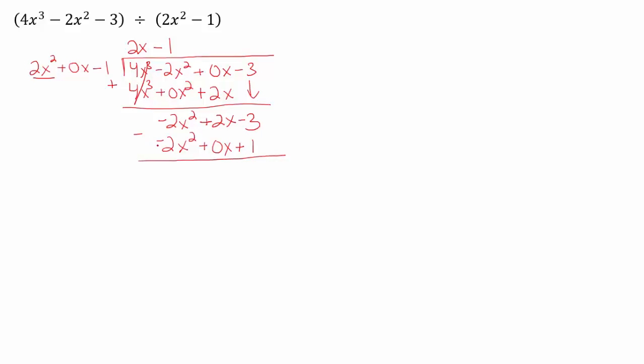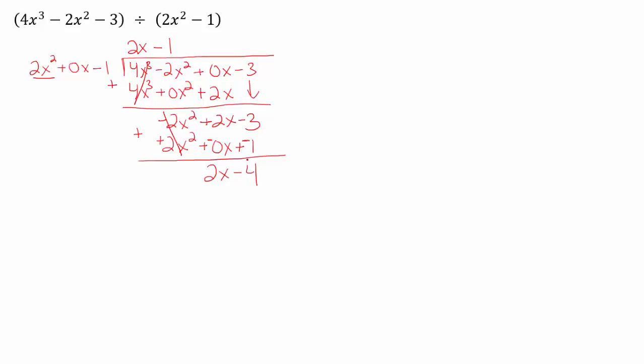Now again, you need to be careful with your signs. So this, if you're going to change this to plus, then you have to change all of these signs to their opposite to make sure that you get the right answer. You can't change it to plus for one of them and then forget about the others. So now this is negative 2x squared plus 2x, which is going to give me 0. But 2x plus negative 0x gives me 2x. And negative 3 plus negative 1 gives me negative 4.